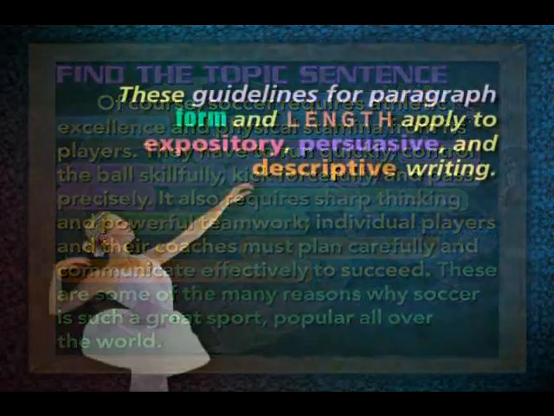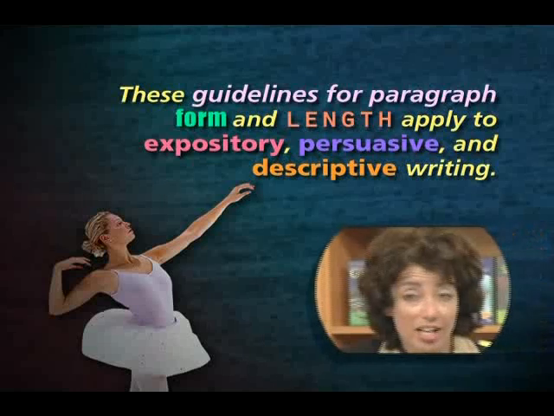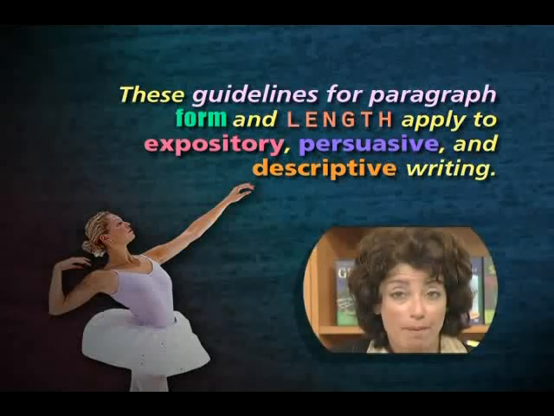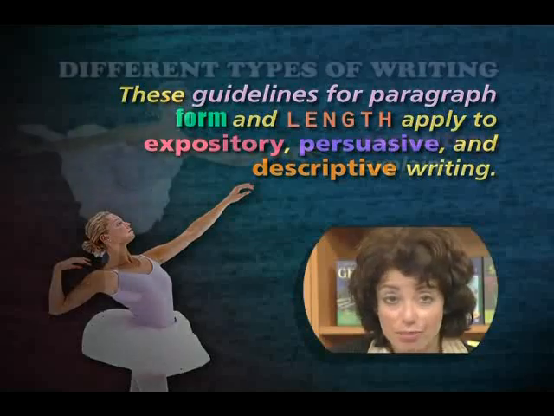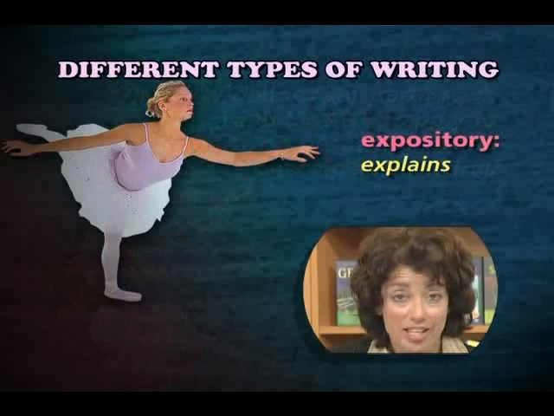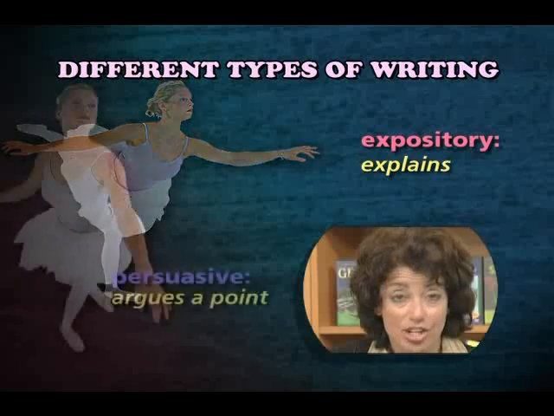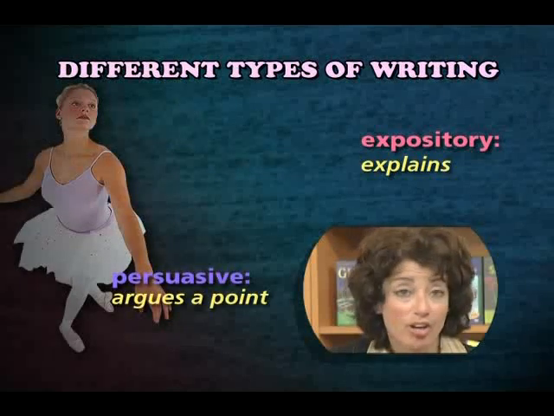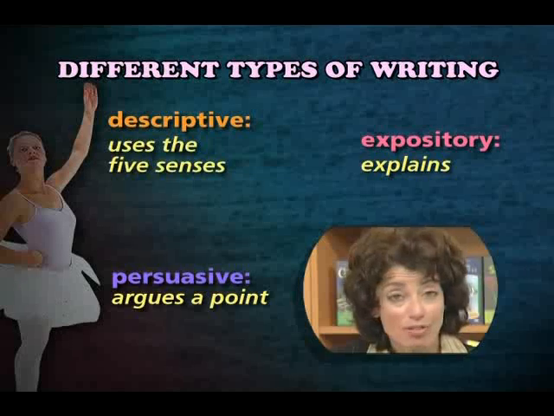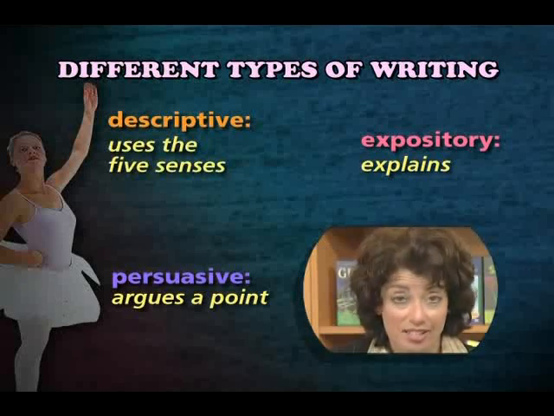Now, these guidelines for paragraph form and length apply to expository, persuasive, and descriptive writing. As you've learned in previous programs, expository writing is writing that explains. Persuasive writing is writing that argues a point, and descriptive writing uses the 5 senses.